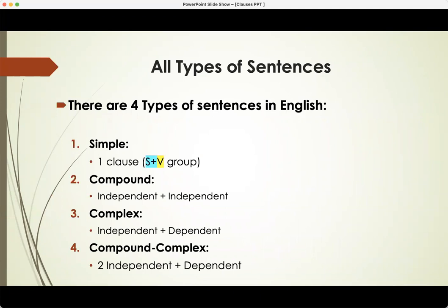We have four types, which are simple sentences, which are comprised of one clause. And a reminder, a clause is a subject-verb group. Compound sentences, which combine an independent clause with an independent clause. Complex sentences, which combine an independent clause with a dependent clause. And finally, compound complex sentences, which combine at least two independent clauses with one or more dependent clauses.